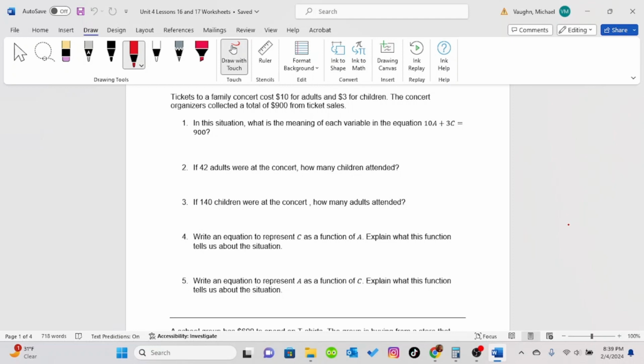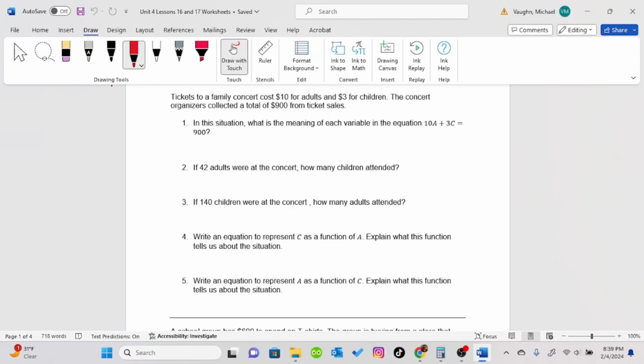Tickets to a family concert cost $10 for adults and $3 for children. The concert organizers collected a total of $900 from ticket sales. Number 1. In this situation, what is the meaning of each variable in the equation 10a plus 3c equals 900?